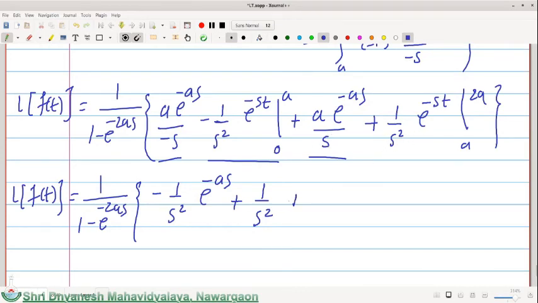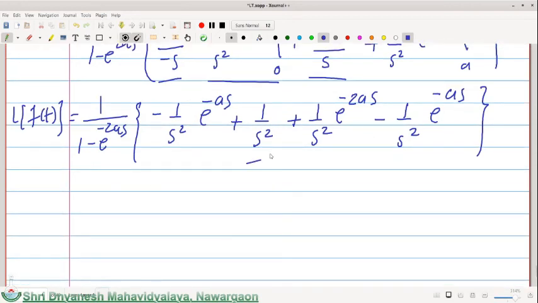So we write this term at upper limit, this will be minus 1 upon s square e to the power minus as, and at lower limit this will be plus 1 upon s square e to the power 0, that is 1. This is cancelled. What about this? This is 1 upon s square e to the power minus 2as, minus at the lower limit 1 upon s square e to the power minus as.